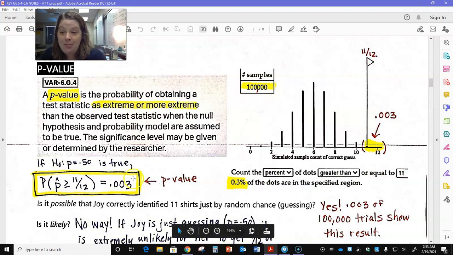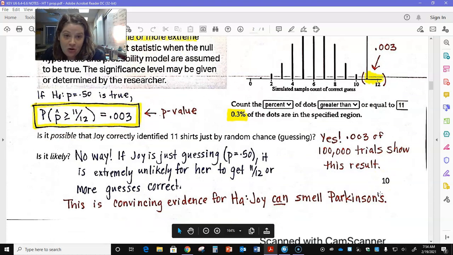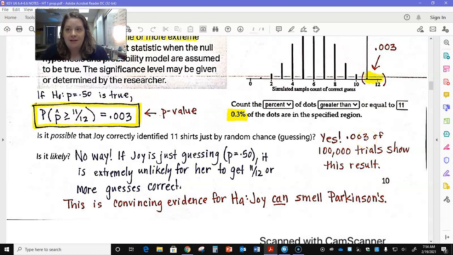All right, so is it possible that Joy correctly identified 12 shirts just by guessing? Absolutely, it's possible. 0.003 of those 100,000 trials show this result. Another way to think about this is that if I put 3 slips of paper that have a dot on them in a bin, and that bin has 1,000 identical pieces of paper, it's possible to pull out one of the dots, but it's not very likely. This is a really small chance of happening, and so we say, no way.